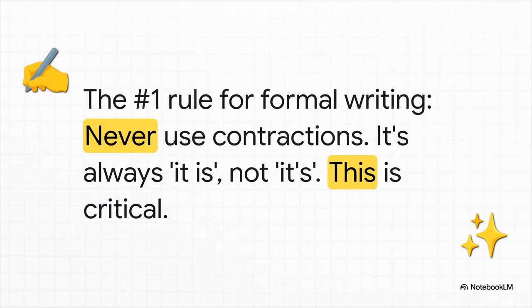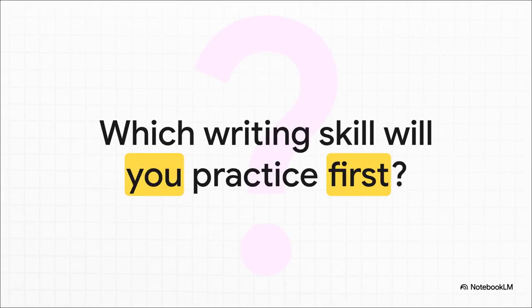If you remember just one single rule from this entire explainer, please make it this one. Never, ever use contractions in formal writing. It is always "it is," not "it's." I would, not I'd. This is the fastest, easiest way to show the examiner that you understand what formal writing is all about. And there you have it.